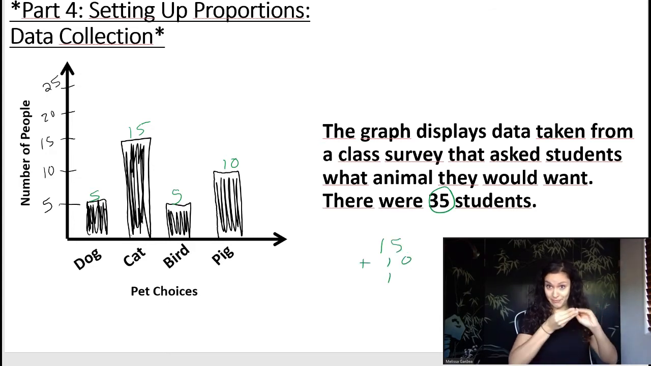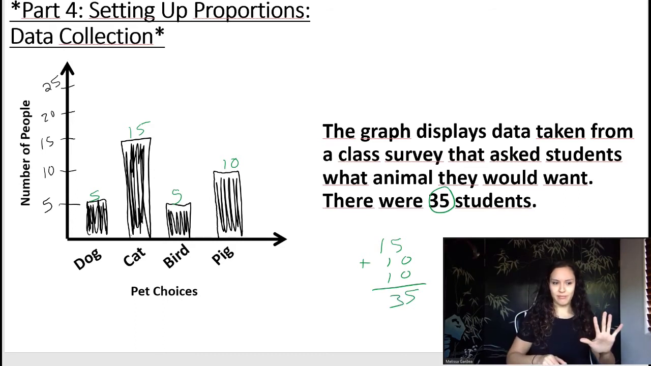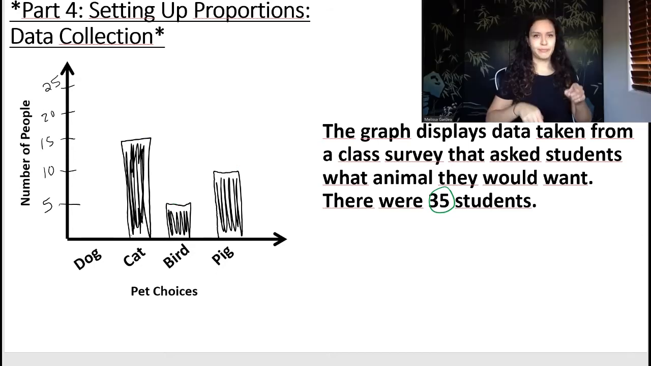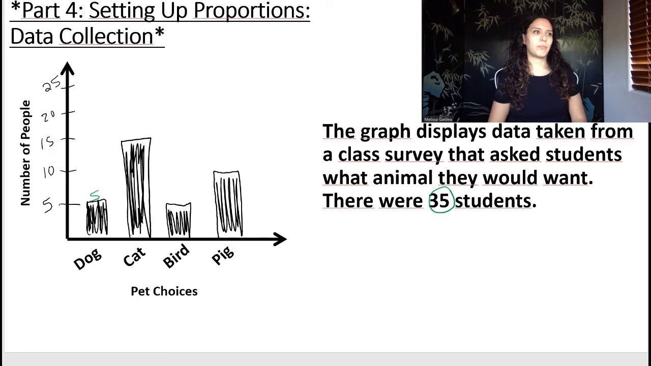5 plus 5 is 10, so I get 35. Okay, just in case they didn't give it to you. Let me erase those. Ooh, let me press undo. Okay, there we go. I'll just erase the 5.